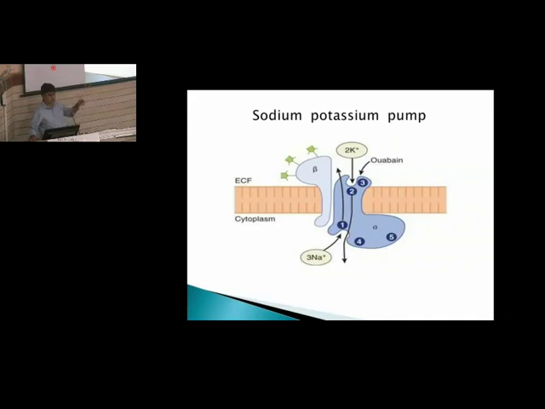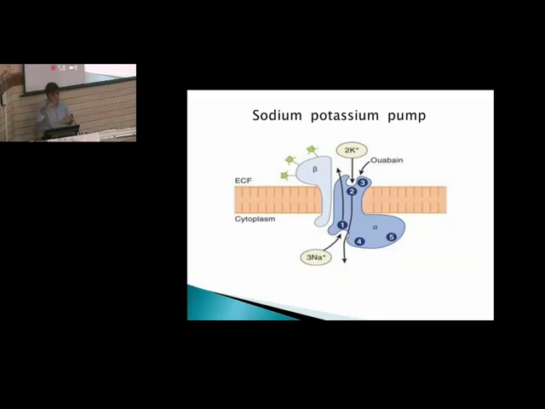So what happens when 2 potassium molecules bind on the outside from the ECF, and 3 sodium molecules bind from the inside, to the alpha subunit of this sodium potassium ATPase pump? The ATP gets activated, and there is release of a high energy phosphate bond. Because of that energy, this alpha subunit changes its shape, its configuration.